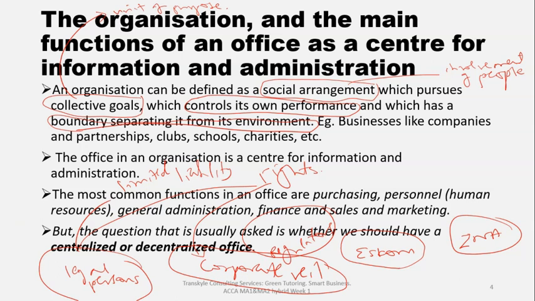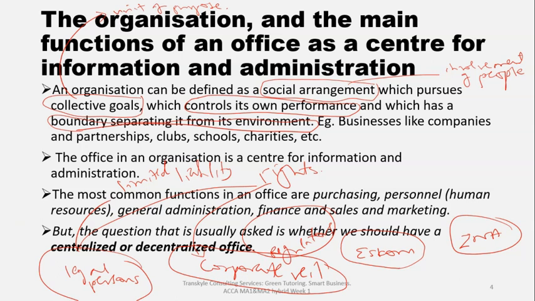Alright? So businesses like companies and partnerships, clubs, schools, charities, etc., they are all organizations. Alright? Why? Because they are social arrangements. They pursue collective goals, and control their own performance, okay, and have got a boundary separating them from their environment. You can actually easily see that this one is a school, alright, by the way it does its things, alright. You can see that no, this is their demarcation, this is where they end or begin, alright. You can also see that they are the ones in charge of their performance.